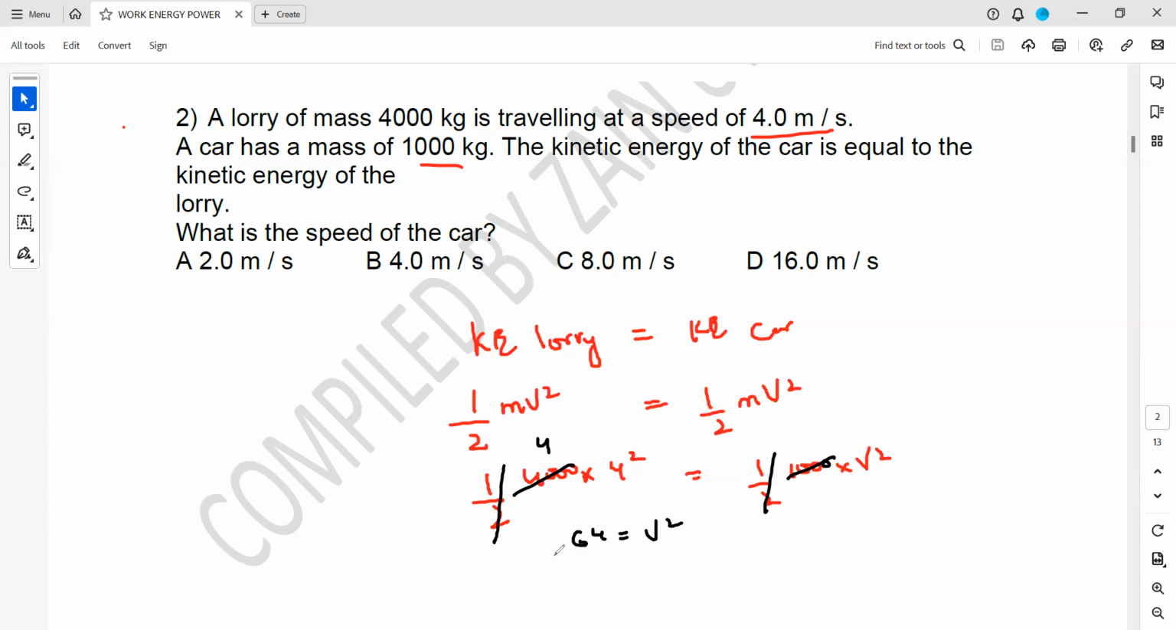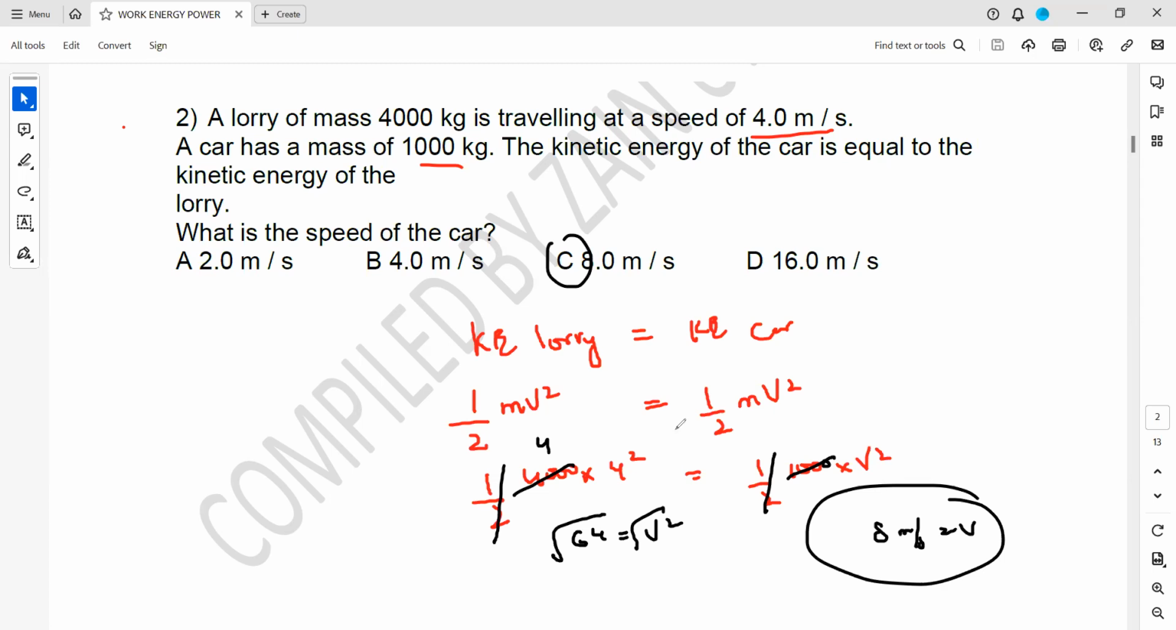But we need V. So how do we get V? We have to take the root. When we take the square root of 64, what do we get? We get 8 meter per second. So C will be the right answer. So we use the information according to the question, in which they mention the lorry and the car have the same kinetic energy. You just write the formula, then substitute the values and make V the subject.